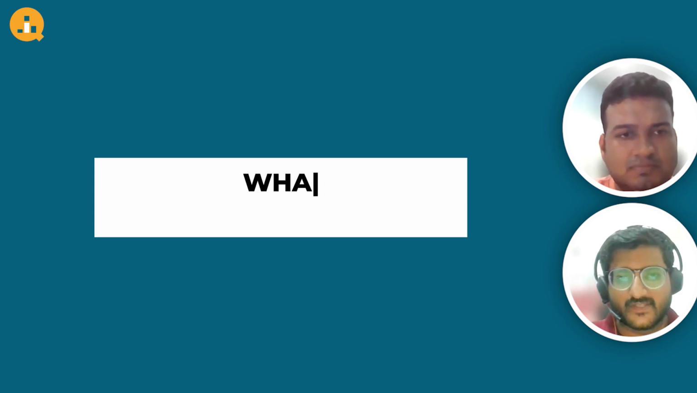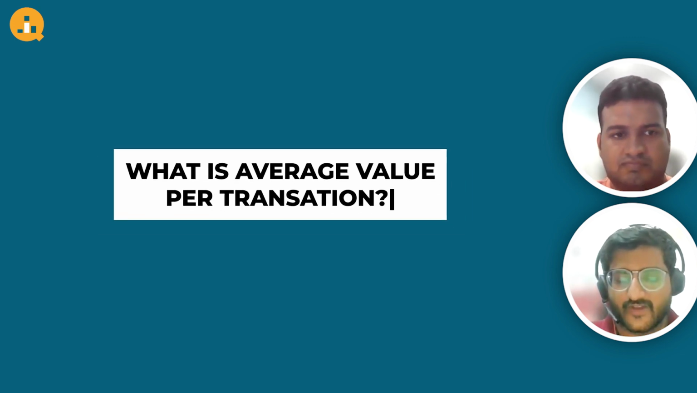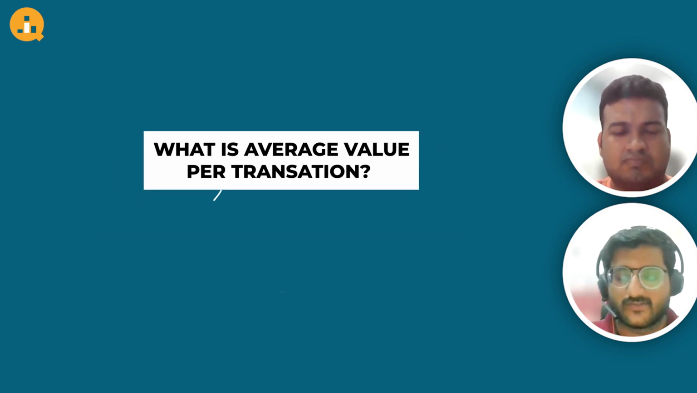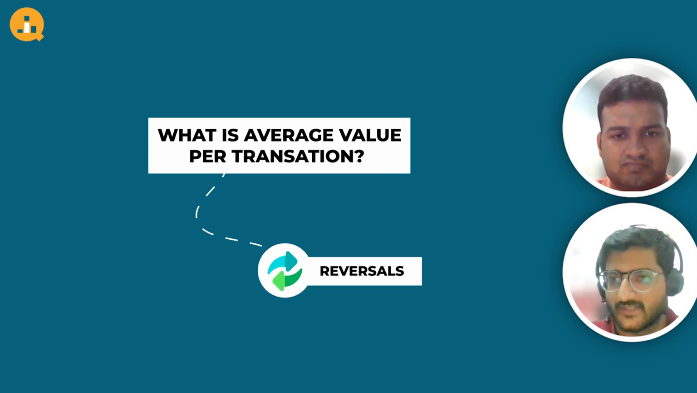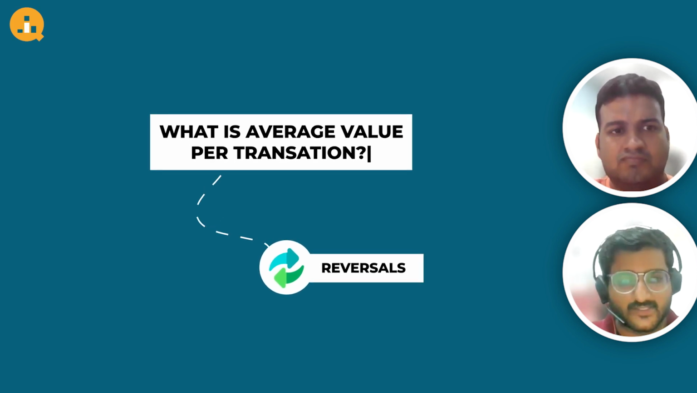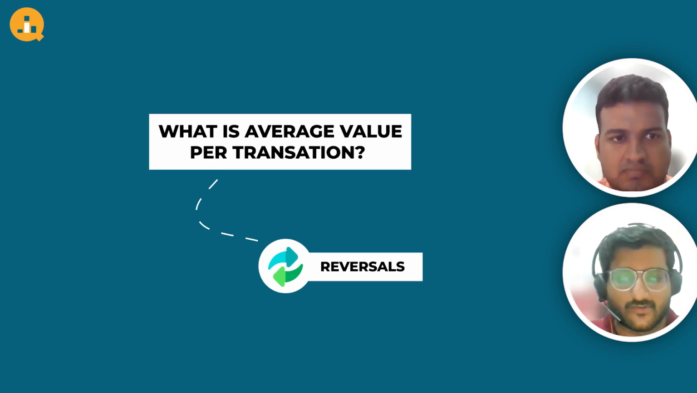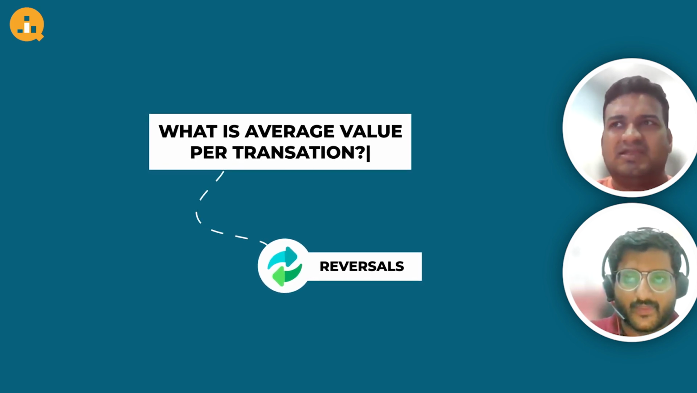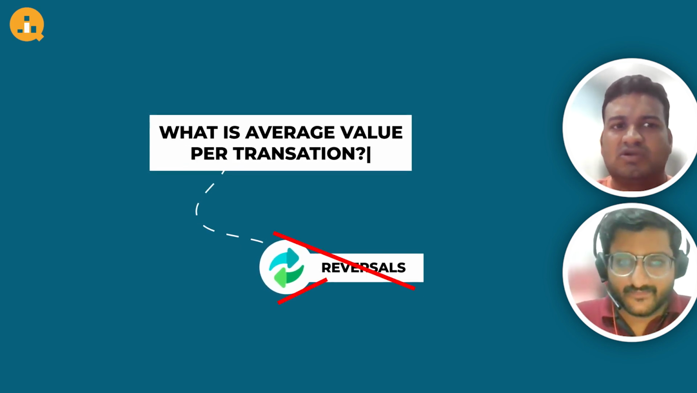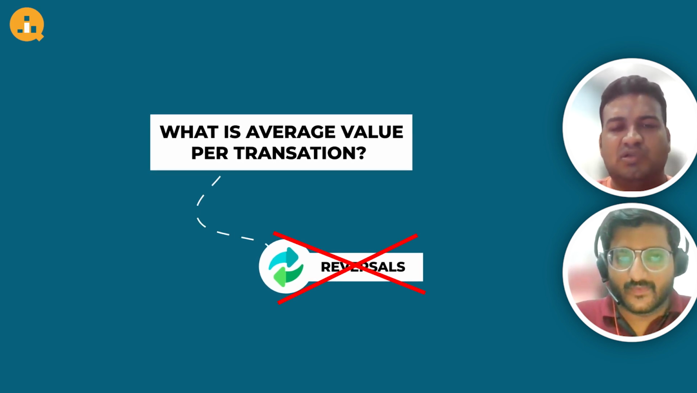Sure, definitely. So first up, before starting, I would like to understand the definition of average value per transaction. So does it include reversals? Typically, it shouldn't. So I just initially want to check if the metric includes reversals or not. Okay, that's a great point. But let's keep it simple. Assume we are not considering reversal. We are only talking about the upfront transaction.